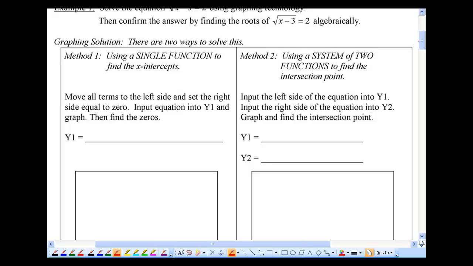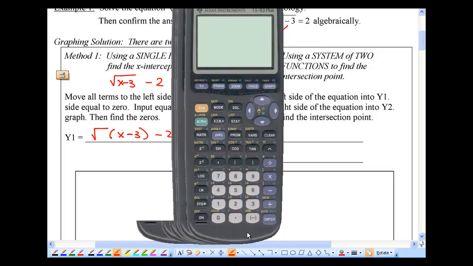Method number 1 says use a single function to find the x-intercepts. So the key here is to move all the terms to the left side. In our equation here, I'm just going to move all the terms to the left side and set the right side equal to 0. Then you input the equation on the left side into your y1. So it becomes the square root of x minus 3 and then minus 2. Let me show you that really quickly now with the graphing calculator.